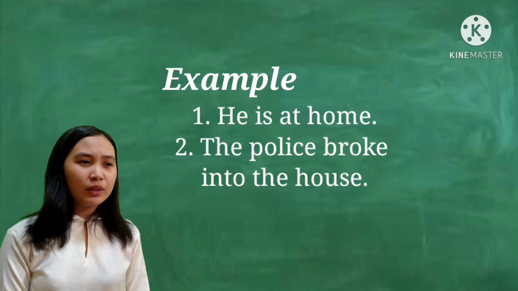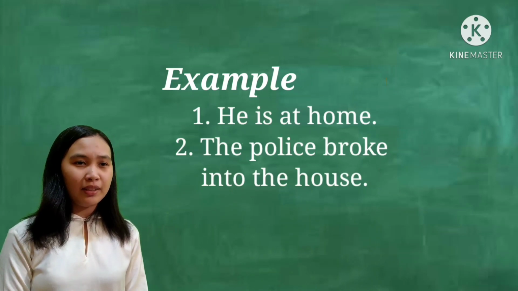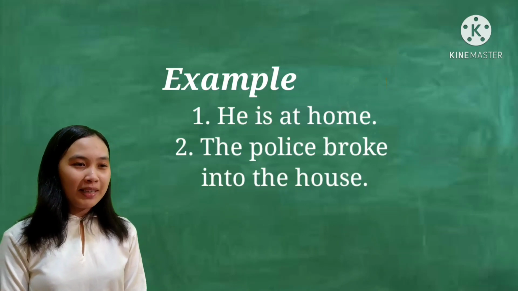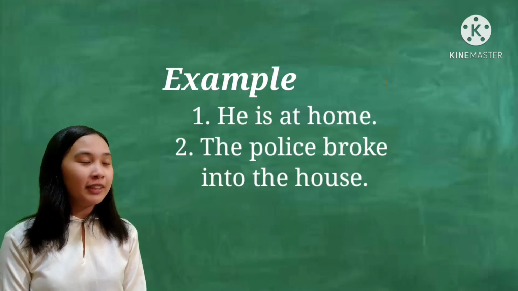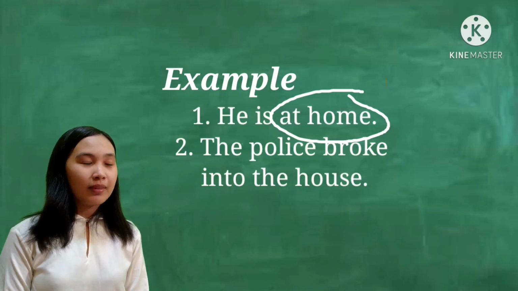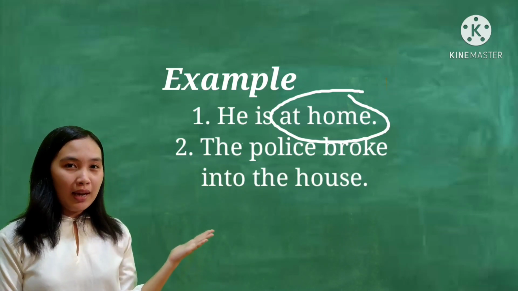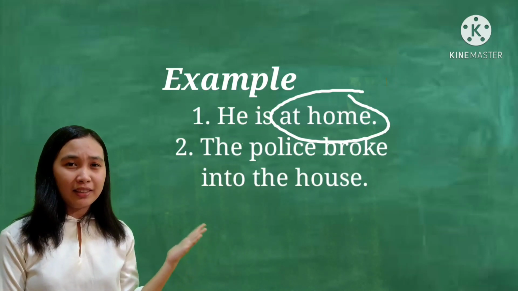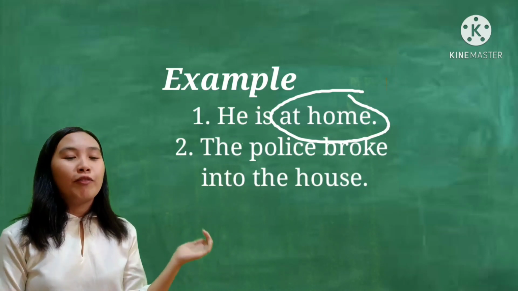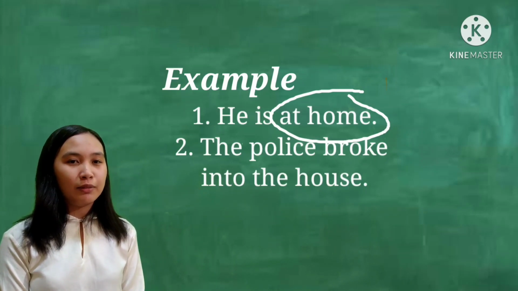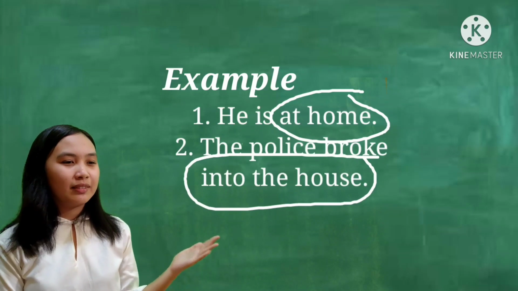So in the sentence, what is the preposition of place and direction? That's right. The preposition of place and direction in the sentence is the word at home. So the second example, the police broke into the house. So in the sentence, what is the preposition of place and direction? Very good. The preposition of place and direction in the sentence is the word into the house.